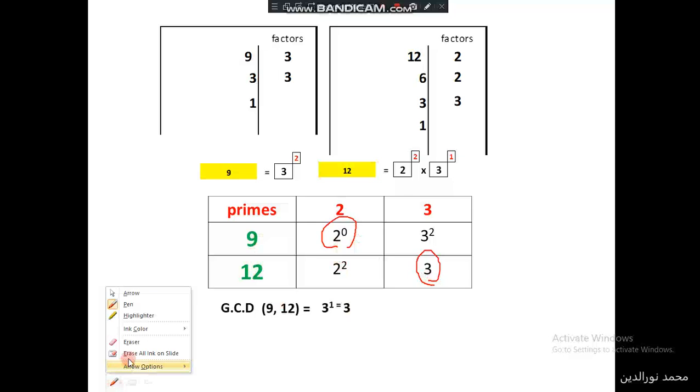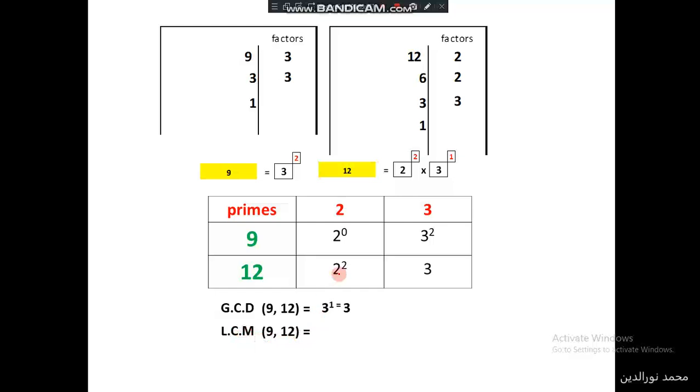And then to find the LCM of this pair of numbers, 9 and 12, we take the prime numbers with the highest power or exponent. Then we take 2 to the power 2 times 3 to the power 2, which equals 9 times 4, which is 36.